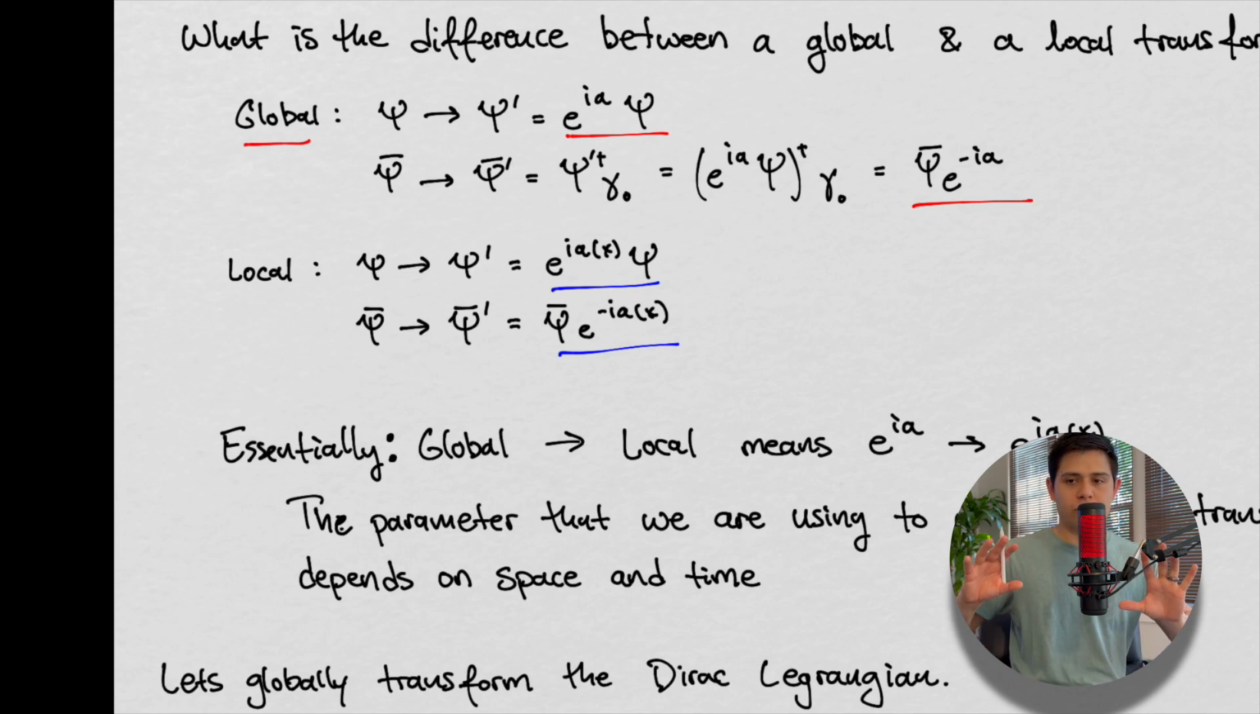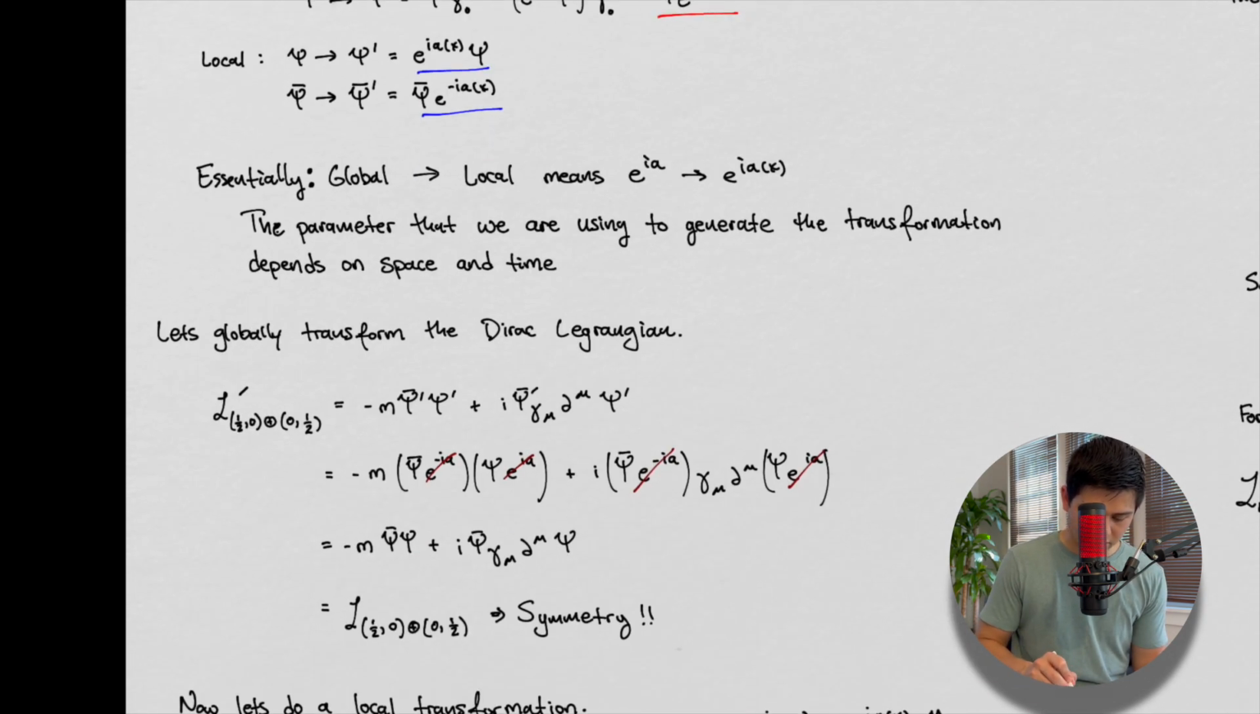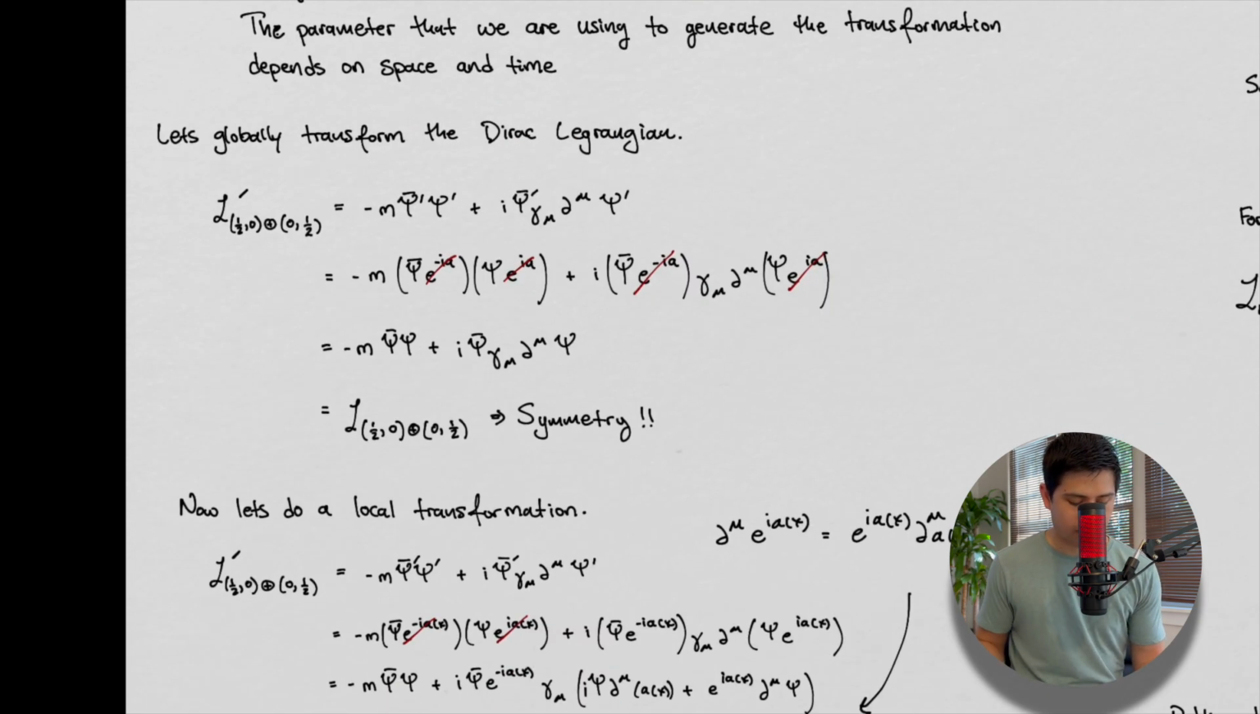Okay, so global transformation, everything's shifted in the same way, or everything's transformed in the same way. Local transformation means everything is not shifted in the same way. It depends on where you are in that field. So essentially, going from global to local means we're going from e to the iA to e to the iA as a function of spacetime. Okay, spacetime.